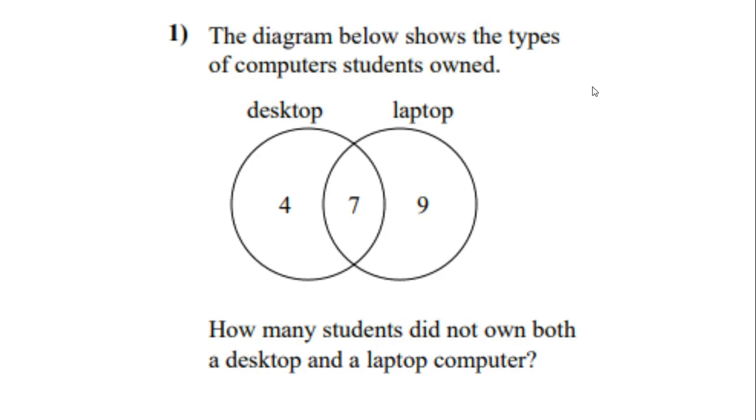All right. Okay, so this one we just talked about. How many students did not own both? Okay, so the both is a 7. So the ones that did not own both were 4 plus 9, which is equal to 13. So here's your next question.